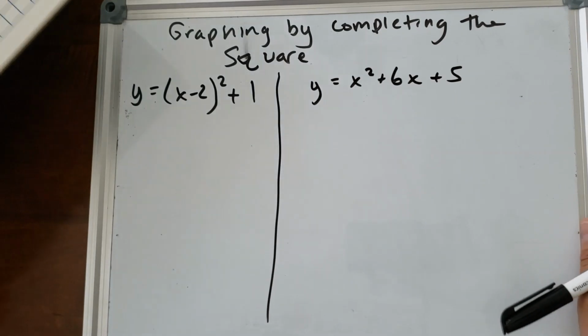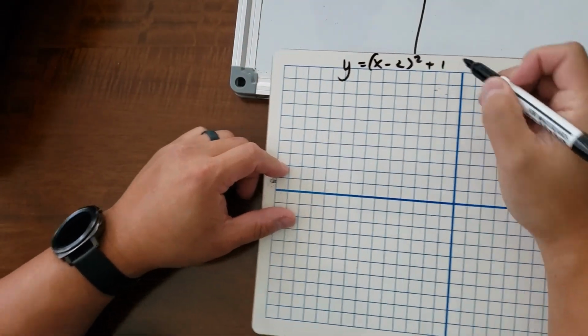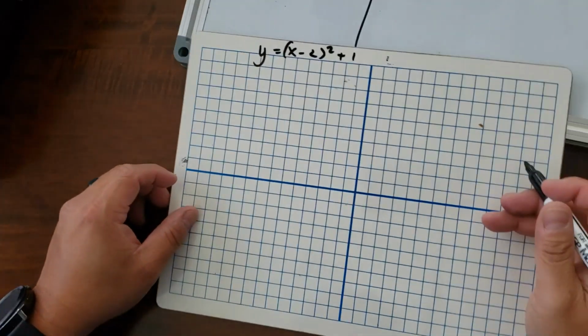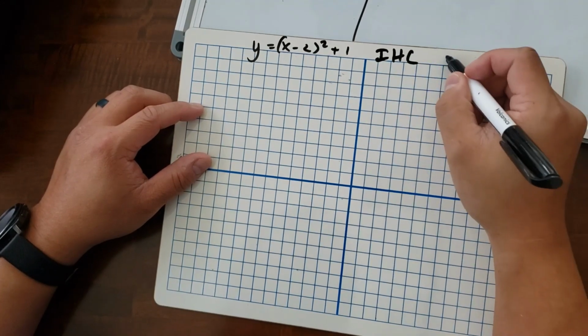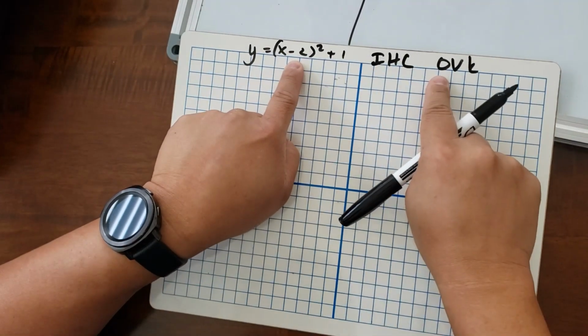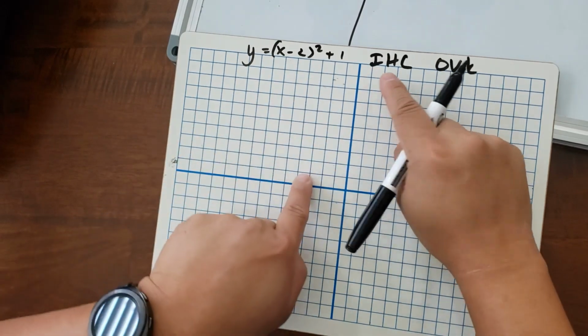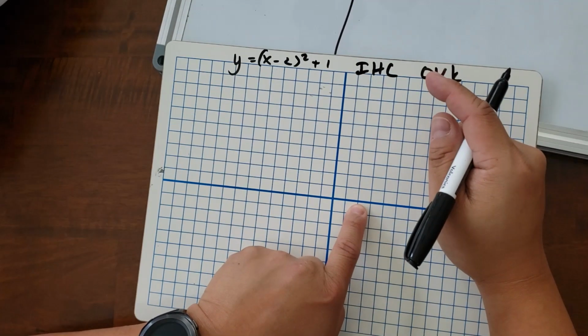If I gave you that equation, which is right here, and I asked you to graph it, remember I need to know my 6 letters. So I'm going to have inside, horizontal, change, outside, vertical, keep. So I see this -2, is it inside or outside? It's inside, so it's either going to move left or right because that's horizontal, and I'm going to change it. So I'm going to go to the right 2.